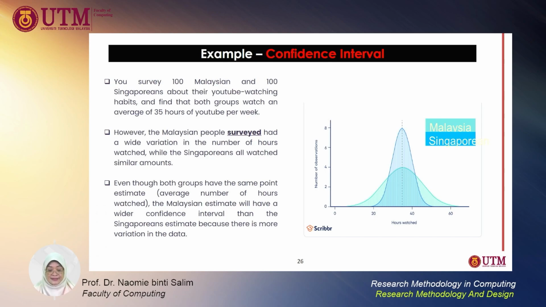So here we can see, although both groups have the same point estimate, the same average number of hours watched, the Malaysian estimate will have a wider confidence interval compared to the Singaporean estimate because there is more variation in the data, as shown on the slide. So you cannot just use the point estimate or average in reporting the data, but you also have to use the standard deviation or variance to compare the data that you want to analyze.